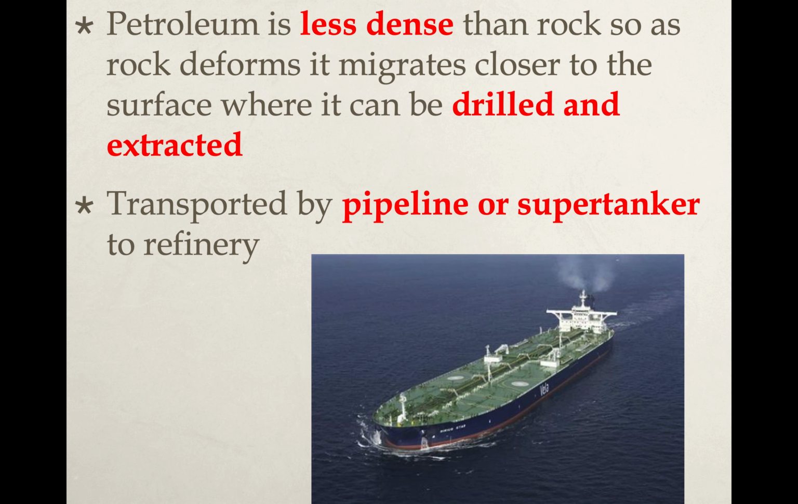Petroleum is less dense than rock, so as the rock deforms or breaks down, it migrates closer to the surface where it can be drilled and extracted. It's then transported by pipeline or supertanker to a refinery.